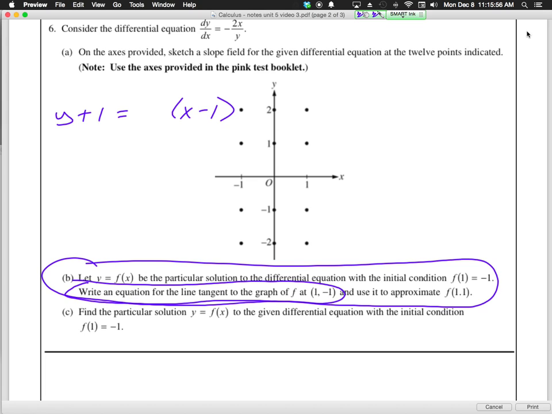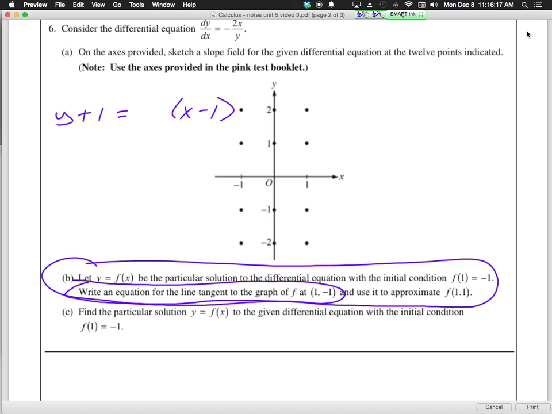So now I need to get the slope. How do I get the slope? The derivative. Do I have the derivative? Yes, I have the derivative. They gave it to me.